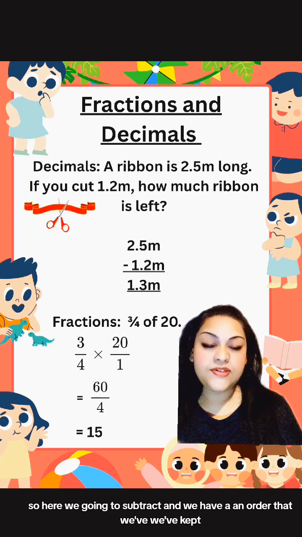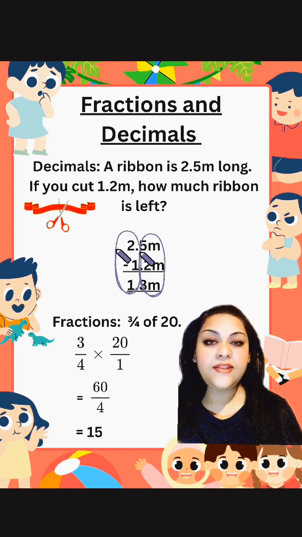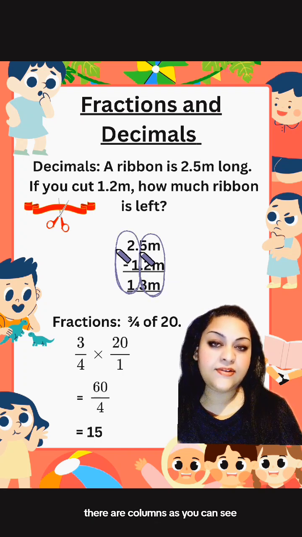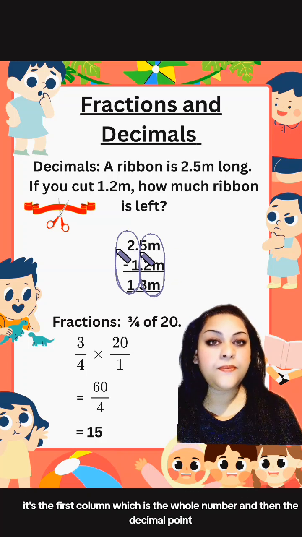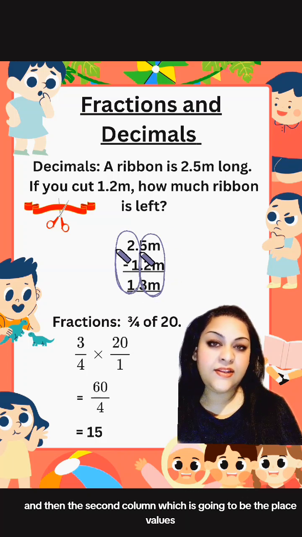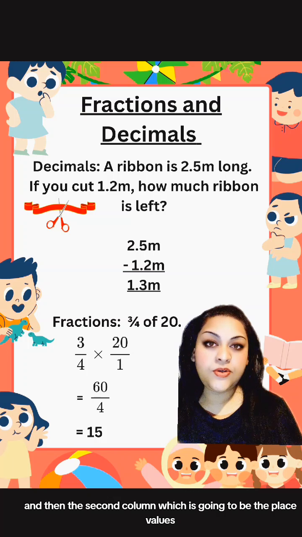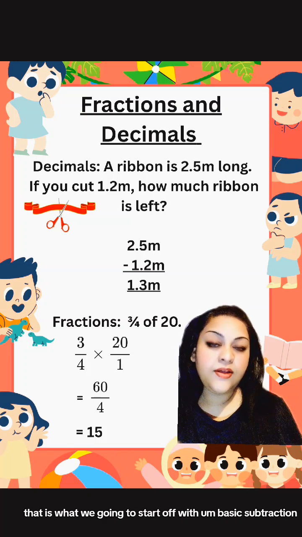So here we're going to subtract, and we have an order that we've kept. There are columns, as you can see. It's the first column, which is the whole number, and then the decimal point, and then the second column, which is going to be the place values. That is what we're going to start off with.